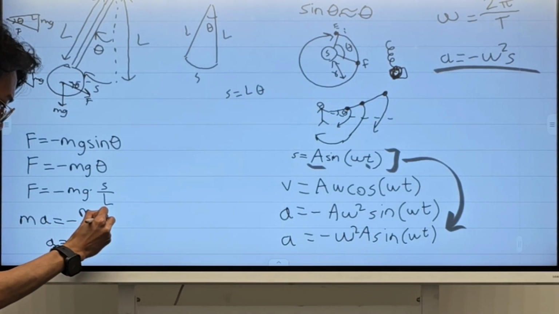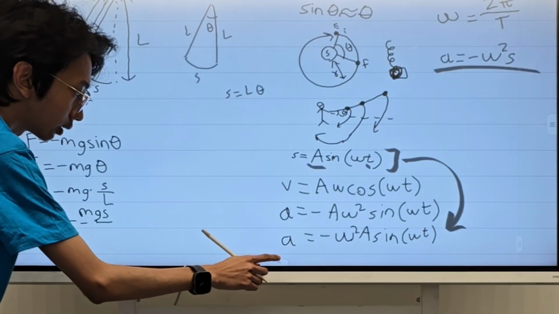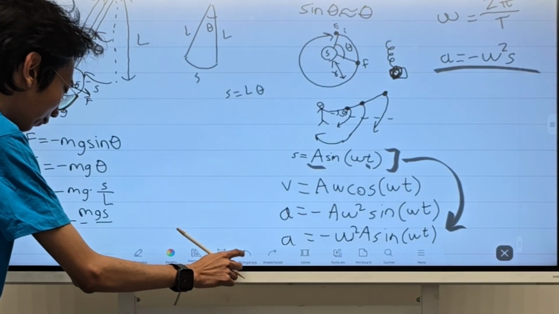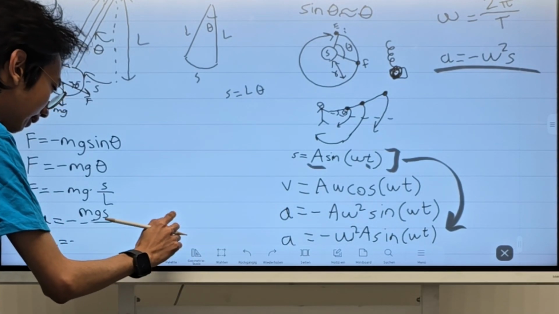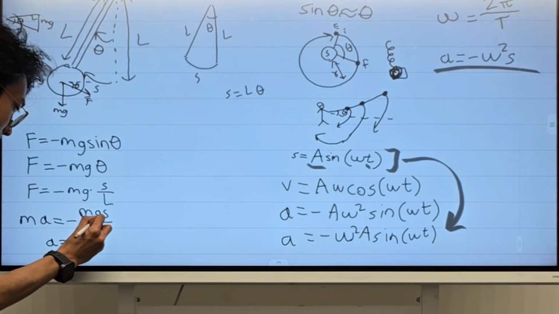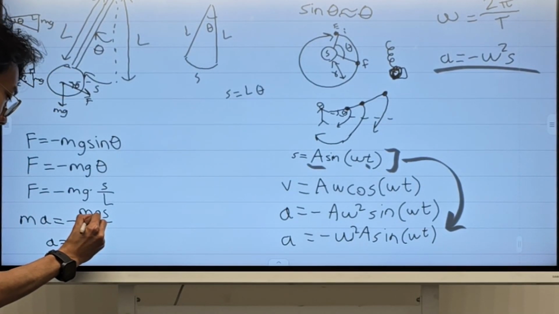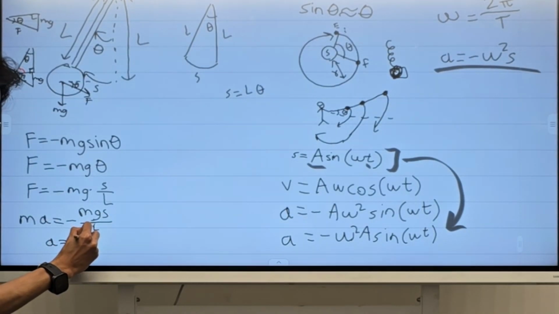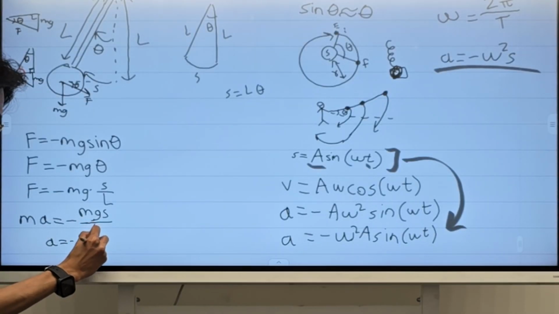Why is this so hard to draw? Just a second, just give me a second. I'll fix this, I promise. There we go. Divided by L. And this is g s divided by L.